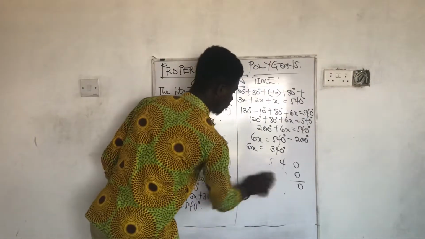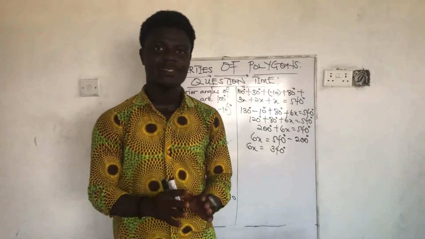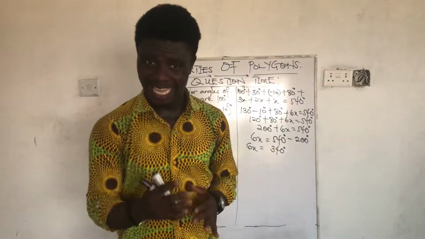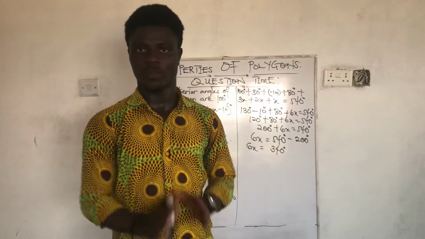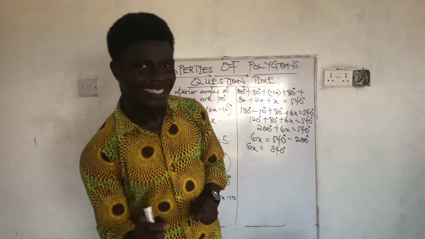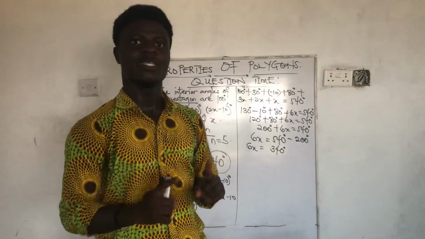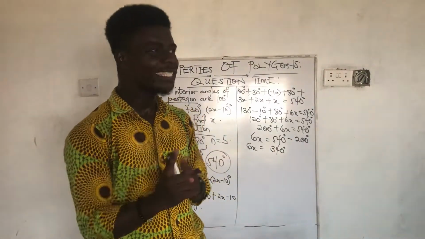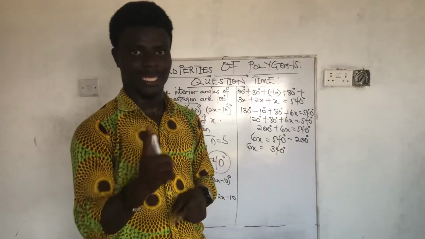Alright. Now, please take note. We can get the value of an angle to what? Decimals. It's very, very true and it is very, very correct. But you can't get the value of an angle to what? Negative.